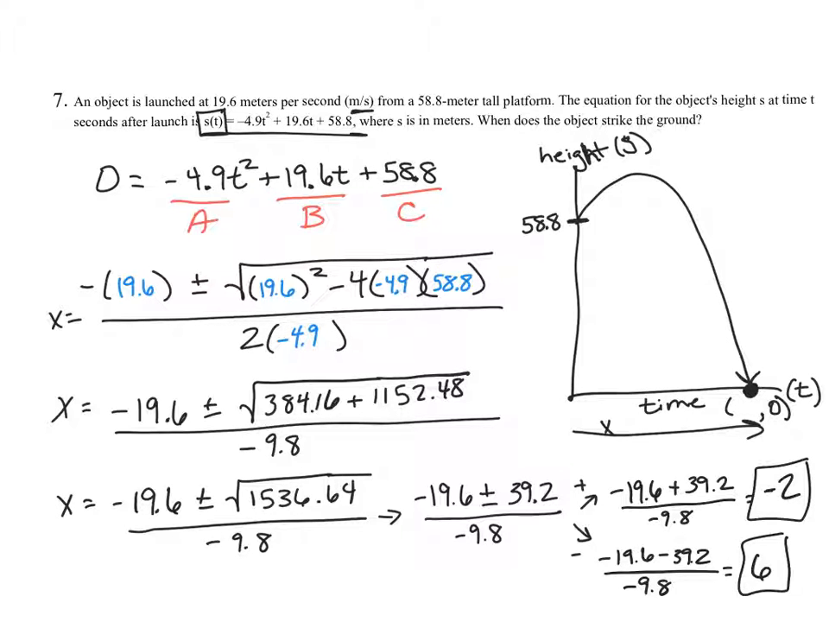Now, since we're talking about launching an object, we can't really have a negative, because we're dealing with real world stuff. We can't go back in time, and since we're talking about time, this being our x solutions, we can't have a negative time. So we're going to disregard that one and only have our positive answer, which is 6. So when does the object strike the ground? 6 seconds.